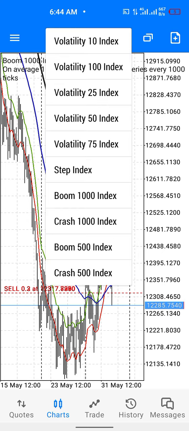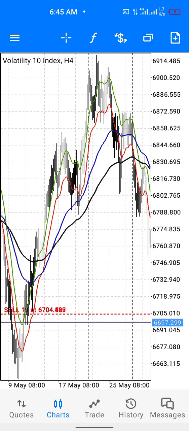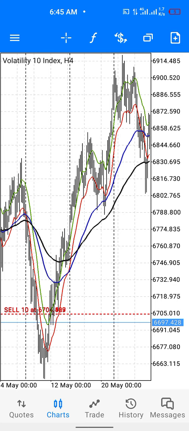Now let's look at this one. Now this entry I made, you can see this is H1 time frame. So this entry I made could be considered as entering at the wrong time, but there's a reason I entered. You understand? There's a reason I entered.